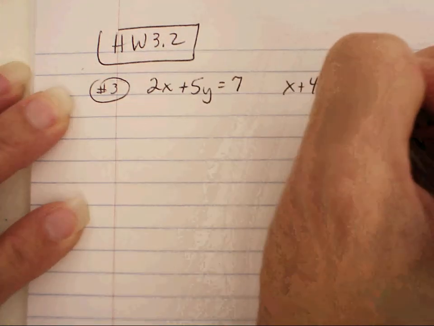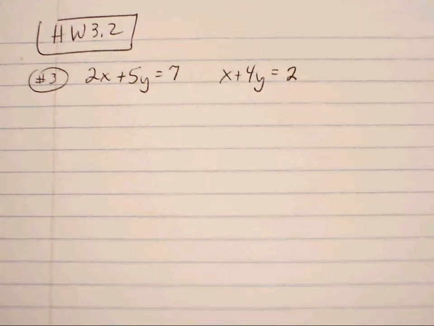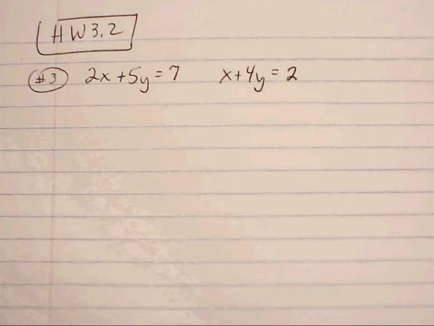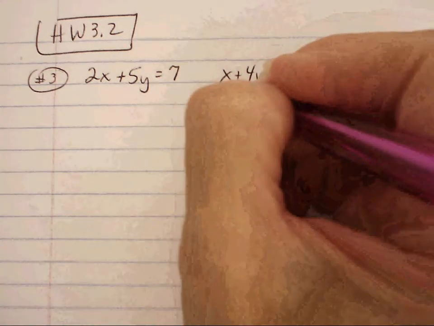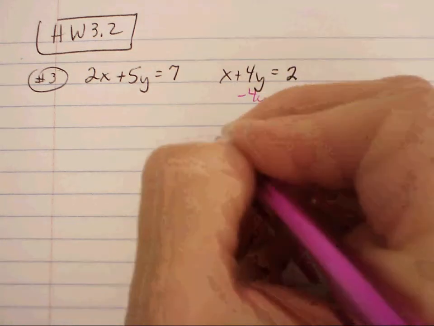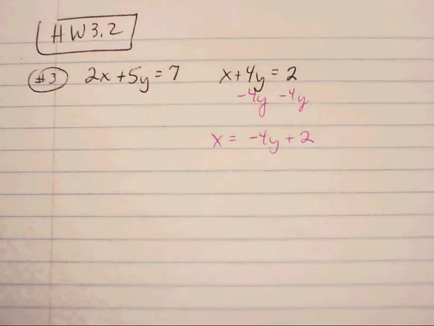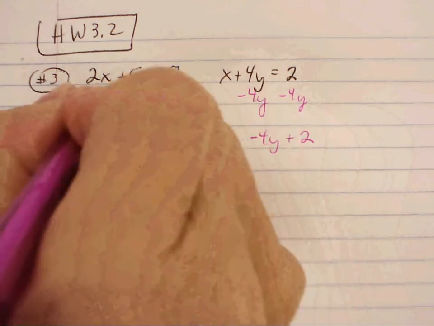Let's do one of the homework problems that is not nice and pretty like the notes I made up. So we have two equations in number 3 on the homework. The first thing you're going to do is solve for the easiest variable. What is the easiest variable to solve for in the second equation? Why? Yeah, there's no number in front of it except for 1. Perfect math language, though. You said coefficient. Good job. So x equals negative 4y plus 2.